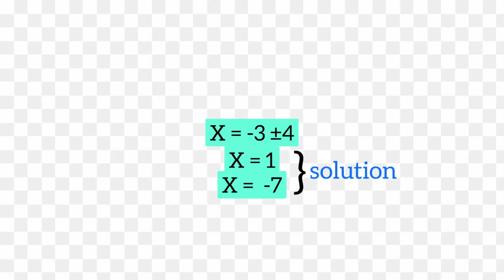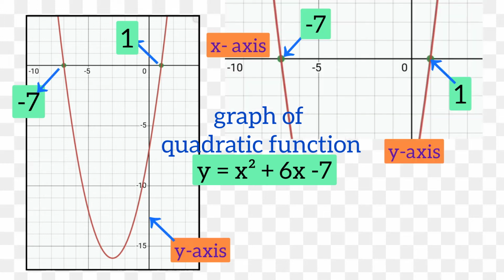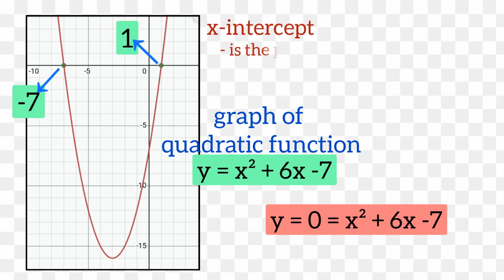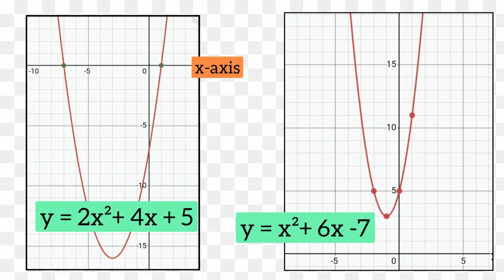Now let's take a look at what the graph of this quadratic function looks like. Here we see that what we called a solution is nothing but the x-intercept when y = 0. The x-intercept is the point of intersection when the parabola crosses the x-axis. Now let's compare both of the graphs of quadratic functions that we have in this discussion. Here we can see that the graph on the left crosses the x-axis at 1 and -7, which is the solution to the equation. While on the right, the graph does not cross the x-axis and has no real solution.